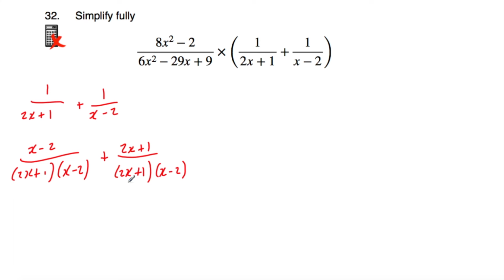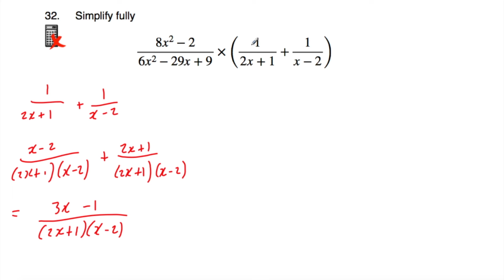Okay, now we've got the same denominators, we can just add. So let's add them together and see what we get. In terms of the denominator, it'll be 2x plus 1, brackets x minus 2. And then in terms of the numerator, we've got x plus 2x, that's 3x. And then we've got minus 2 plus 1, and minus 2 plus 1 will be minus 1. So that's what we get when we add together those algebraic fractions.